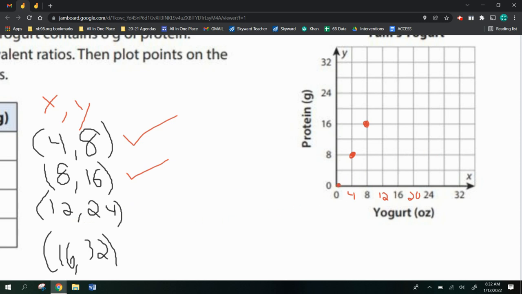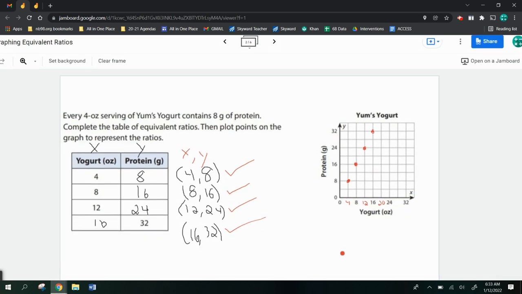Third point, starting at the origin, I'm going to go to the right, 12, and then up to 24. And then the last point, 16, comma 32. Starting at the origin, I'm going to go to the right, 16, and then up to 32. And check and check. So those are the 4 points that we had to plot.